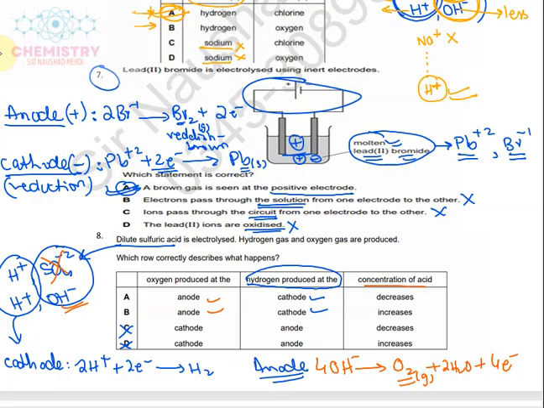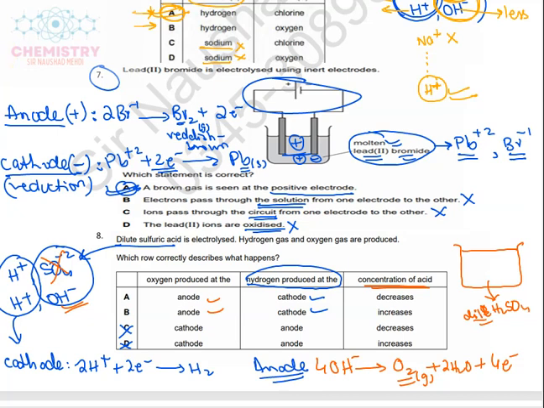Now the concentration of the acid. Both option A and option B, the first two columns, are the same. Now you have to see the concentration of the acid. Will the concentration of the acid decrease or increase? Initially the electrolyte was aqueous sulfuric acid, dilute H2SO4.